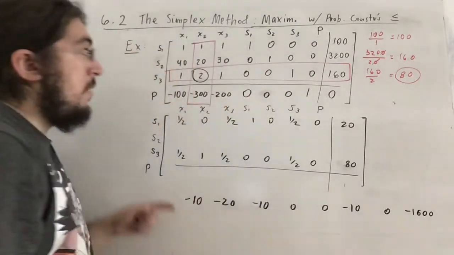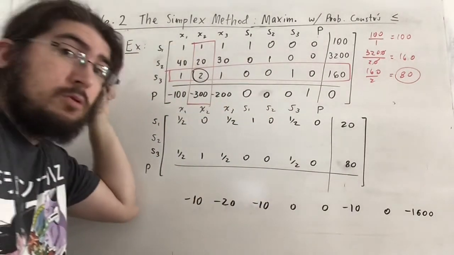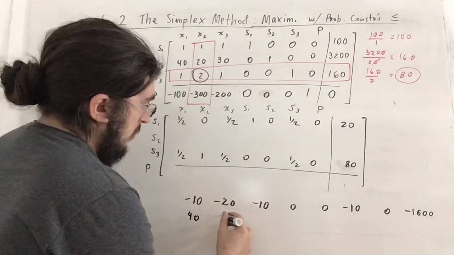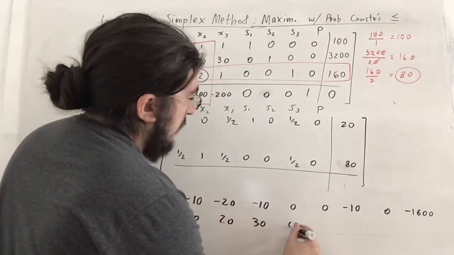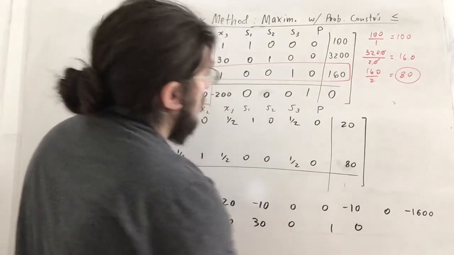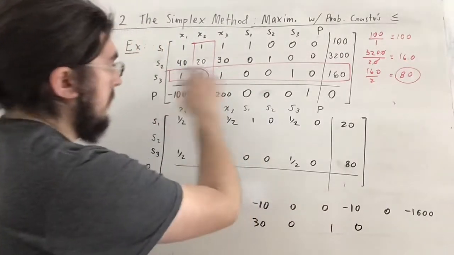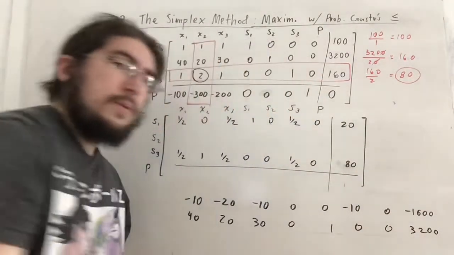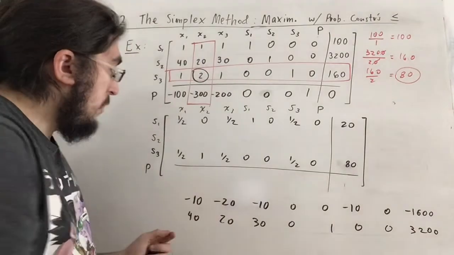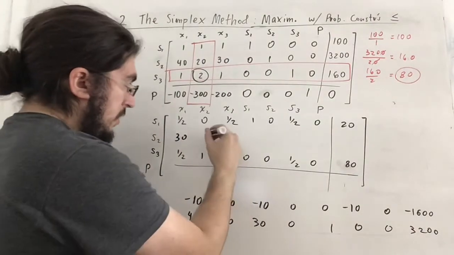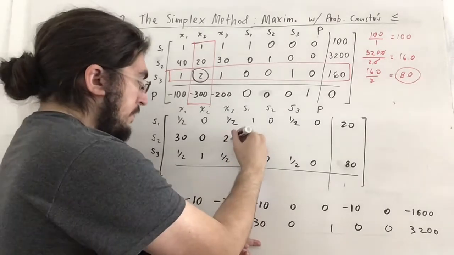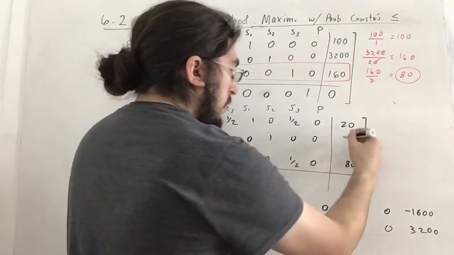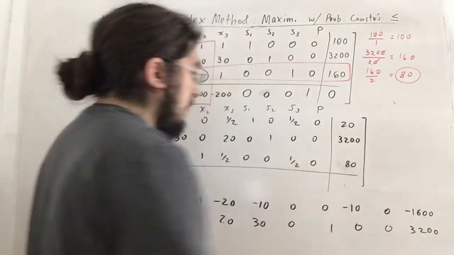Okay? And we're adding that to the original row 2. So that's 40, 20, 30, 0, 1, 0. Actually, yeah. 30, 0, 1, 0, 0, 32. You gotta make sure things are lined up correctly or else you can make mistakes. Adding straight down, we get 30, 0, like we wanted, 20, 0, 1, 0, 0, and 32, 0, 0.